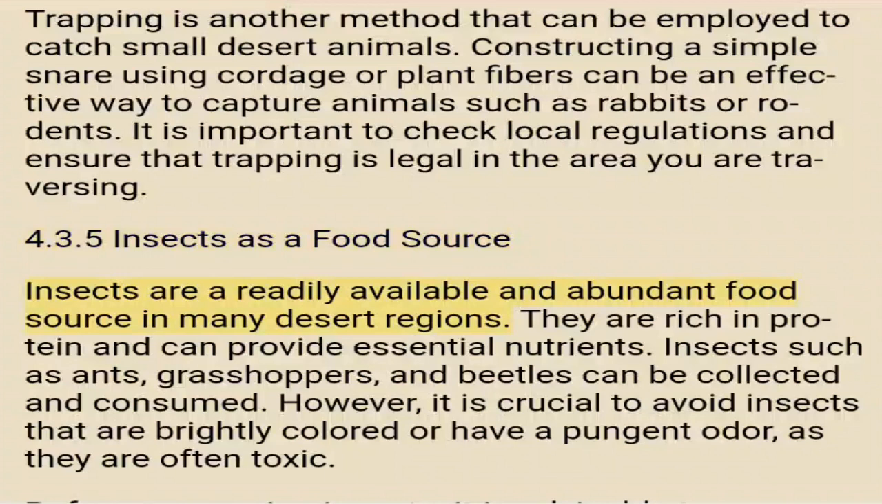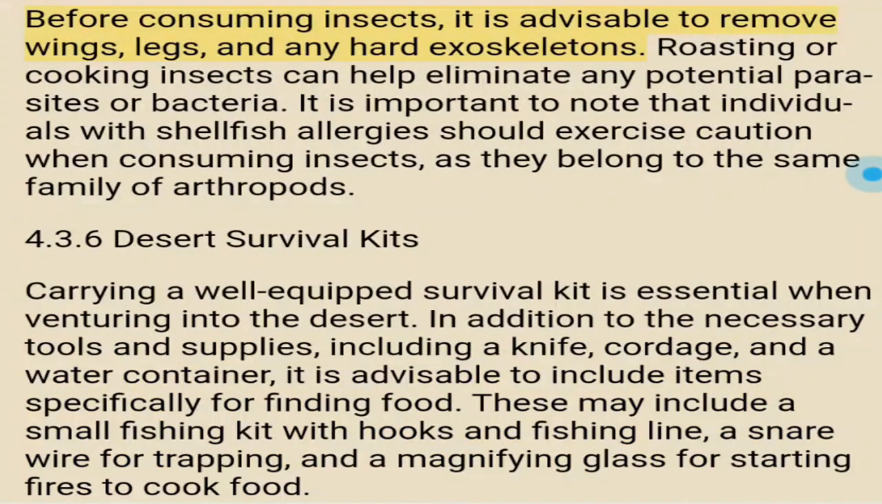4.3.5 Insects as a food source. Insects are a readily available and abundant food source in many desert regions. They are rich in protein and can provide essential nutrients. Insects such as ants, grasshoppers, and beetles can be collected and consumed. However, it is crucial to avoid insects that are brightly colored or have a pungent odor, as they are often toxic. Before consuming insects, it is advisable to remove wings, legs, and any hard exoskeletons.